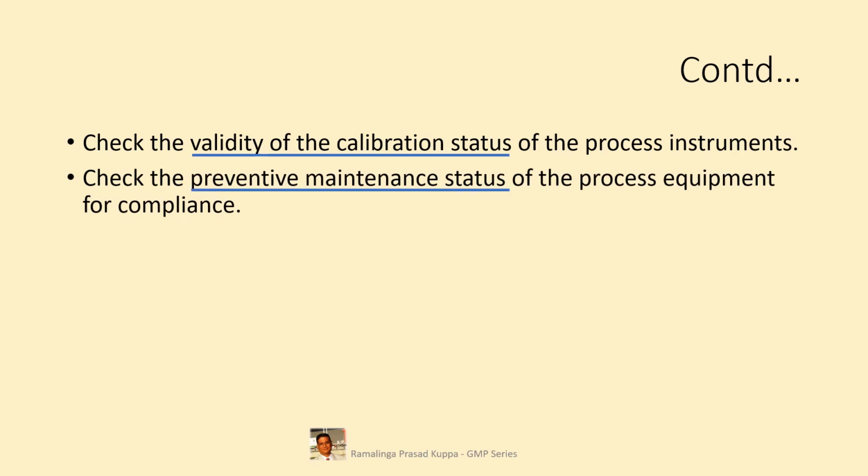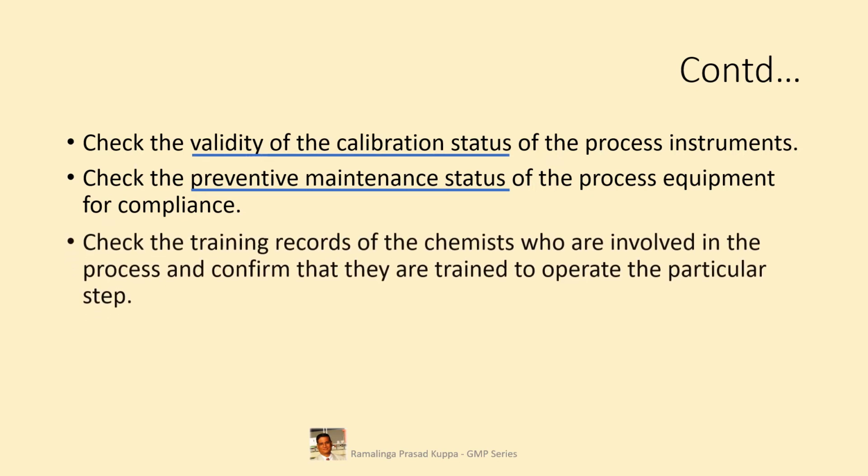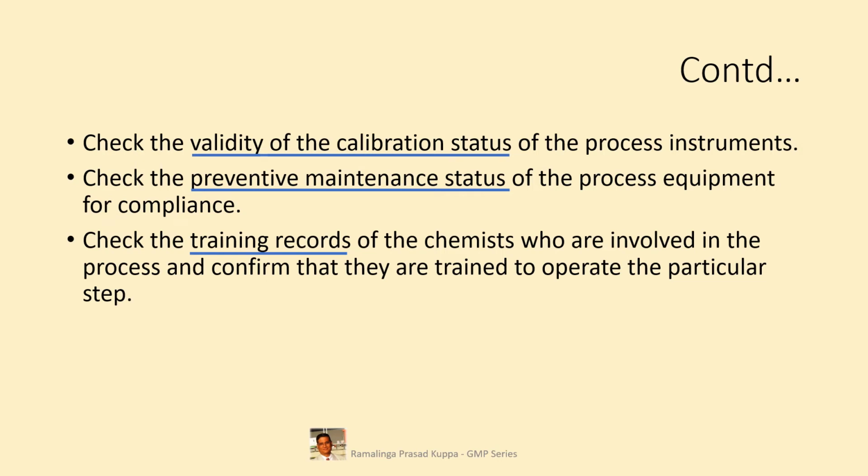Check the preventive maintenance status of the process equipment for compliance. So similarly, the preventive maintenance records and other related records should be checked for active status. Check the training records of the chemists who are involved in the process and confirm that they are trained to operate the particular step. This is important.